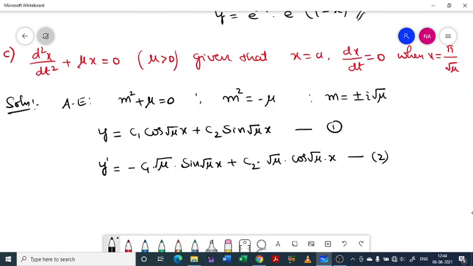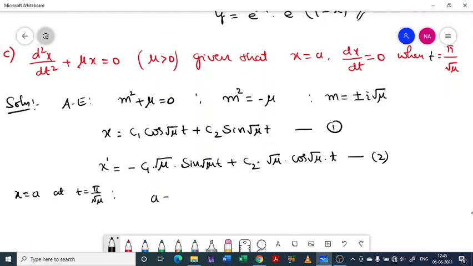Okay, this is not correct. This is actually t. Again I am making a mistake here. It will be x, sorry, it will be t, and this will be x dash, and this will be root mu t. Now it is correct. x equal to a at t equal to pi by root mu. Equation 1 you have to look into.